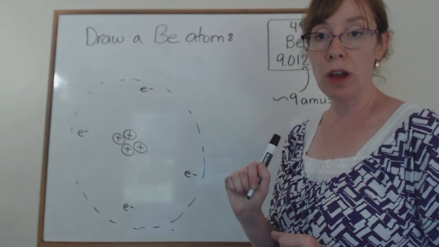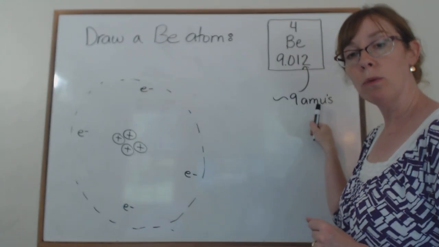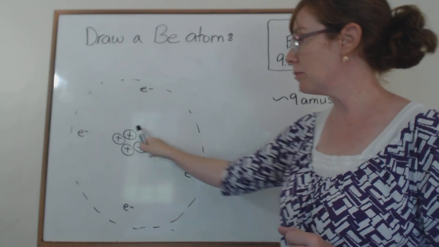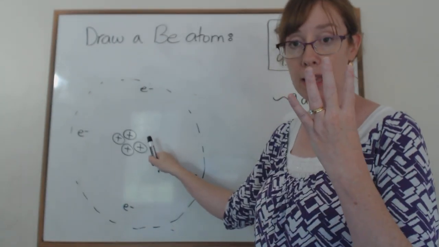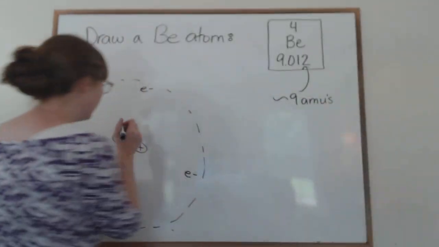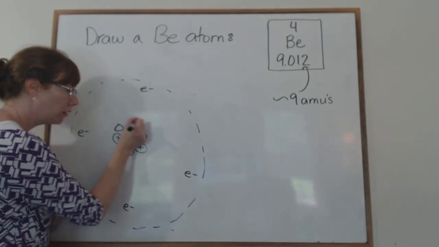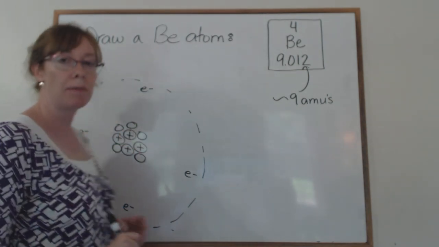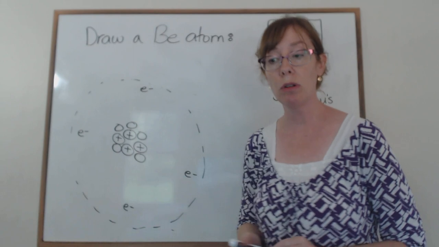And neutrons, how many? Well, if the whole thing weighs about 9 atomic mass units, the protons are going to give us 4 atomic mass units. Therefore, we need 5 neutrons to make up the rest of that mass. And that is a typical beryllium atom.